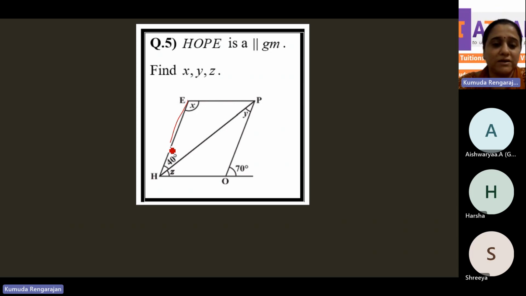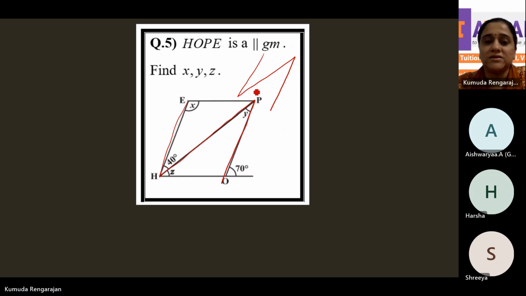This is one of the parallel lines. This is a transversal, and this is the other line. Can you see that? Like this. Can you see this? These are alternate angles. Yeah, ma'am. These are alternate angles. Alternate angles are always found there.